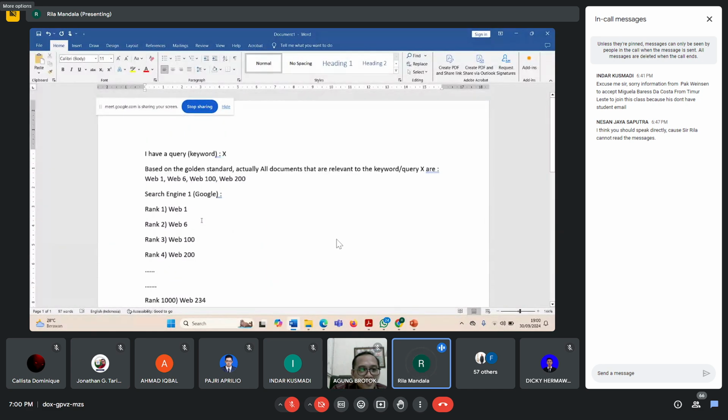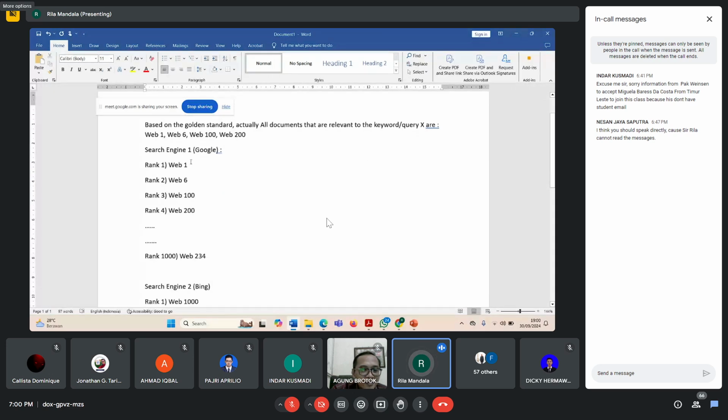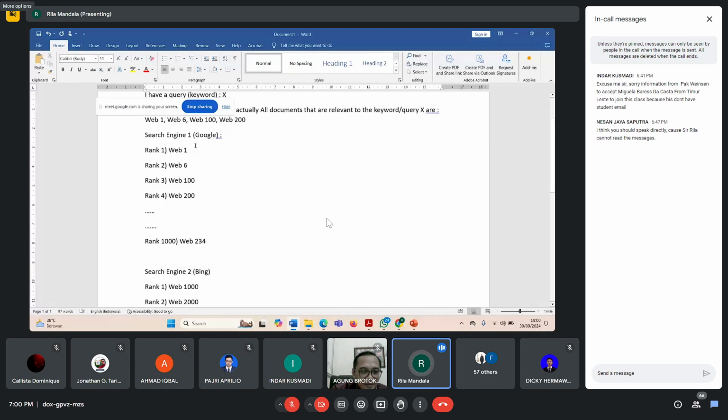Understand? Answer this question. So I have a query here, keyword X. Based on the golden standard, all documents that are relevant to the keyword or query X are Web 1, Web 6, Web 100, and Web 200. Based on search engine number one, Google: rank 1 is Web 1, rank 2 is Web 6, rank 3 is Web 100, rank 4 is Web 200.